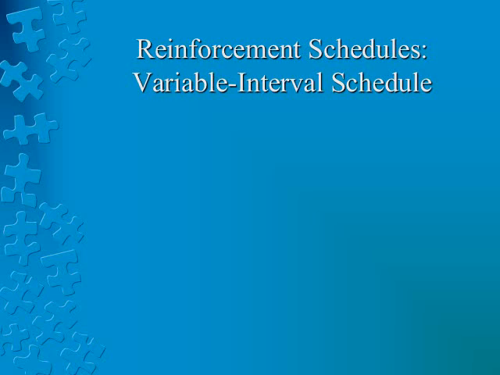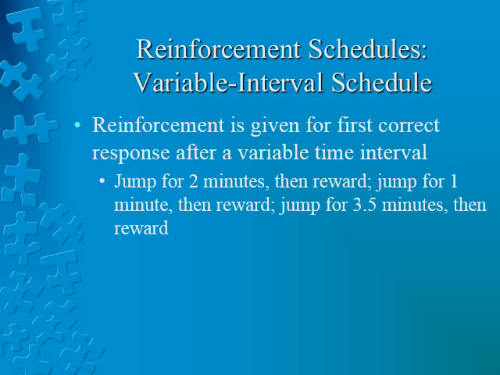Now, again, with a fixed ratio, you see a decrease after responding. And with a fixed interval, again, there's still a decrease after the reinforcement has taken place. Now, the variable interval does something similar to the variable ratio, except instead of randomizing the number of behaviors, we're going to randomize the amount of time between reinforcers. So the reinforcement is given for the first correct response after a variable time interval.